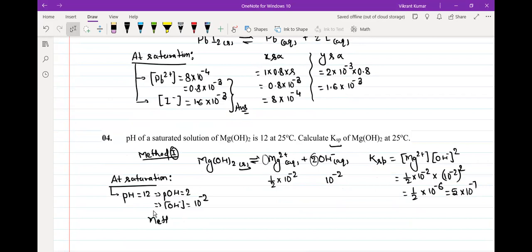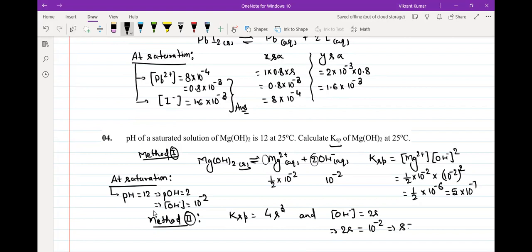Method 2 is, if we have this reaction, then KSP will be 4s cube if alpha is not given. Is it okay? And OH minus will be 2s. OH minus is nothing but 2s, and that's why we'll say 2s is equal to 10 raised to minus 2. That means s is equal to half into 10 raised to minus 2.